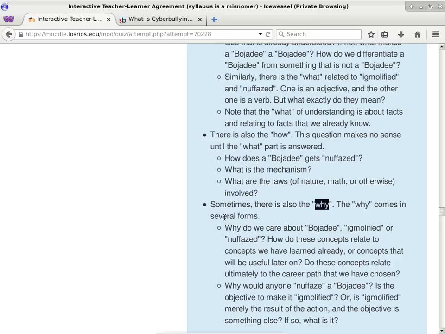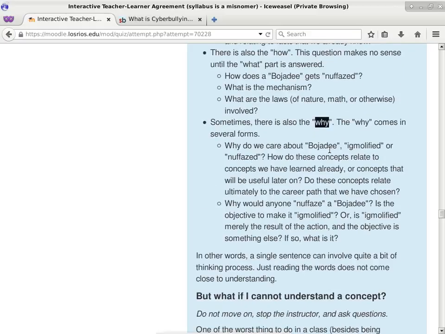Okay. So in this case, for this nonsense sentence, the question is, why do we even care about bourgeoisie? What is the significance of bourgeoisie? Why do we care whether it is emolified or not? What is the significance of emolified? What is the significance of the action nut-face? Okay, those are the questions. The whys are actually deeper than the what, and the whats are deeper than the how. The how is really just the mechanics. It's like, oh, okay, this is exactly mechanically how something is done. But the what is saying, okay, but what is it? The why is even more important.